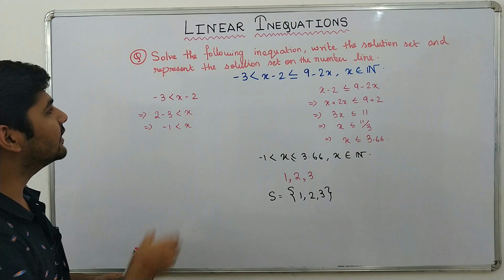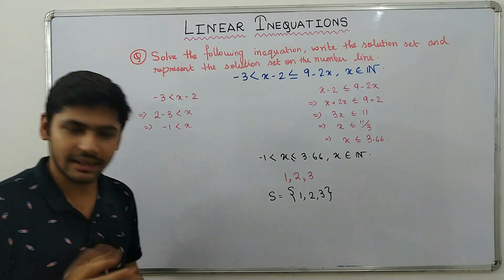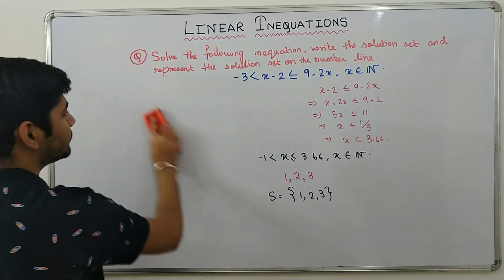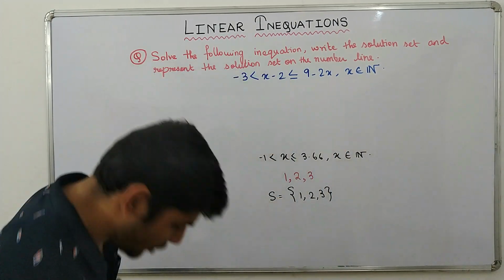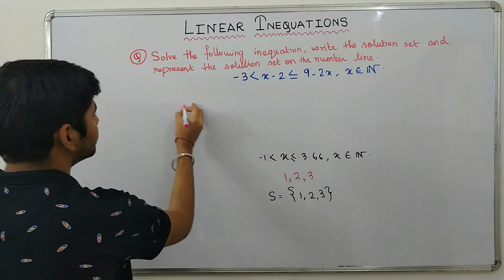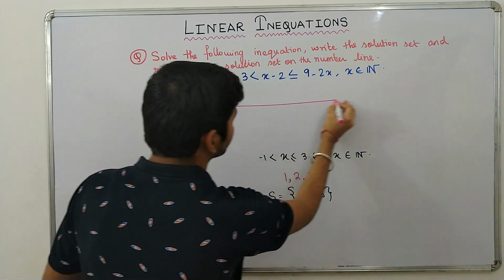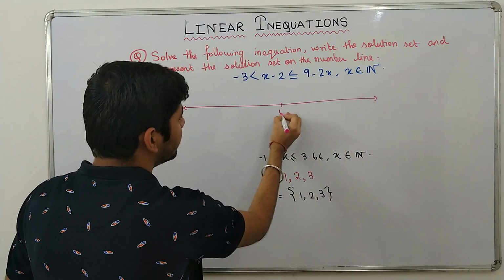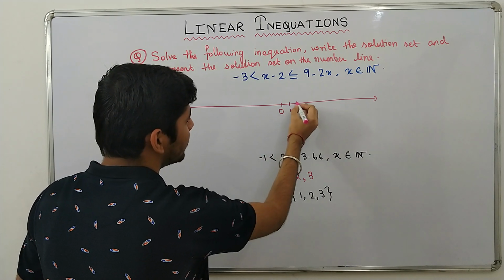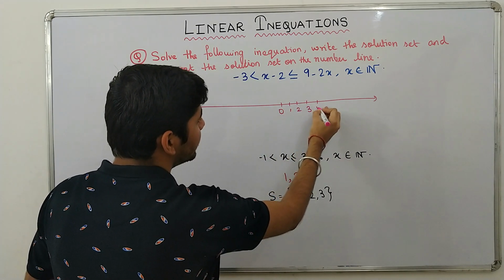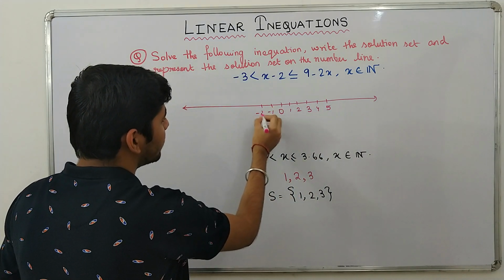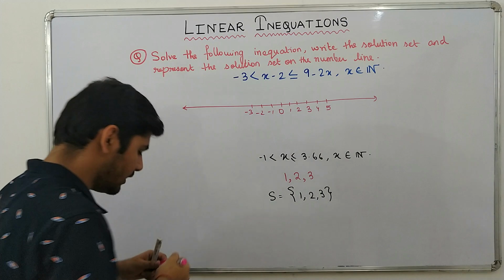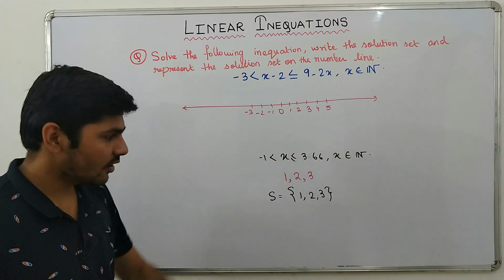Now we have to find the representation on the number line. Let's do that. Let me draw the number line first. 0 in the between, positive on the RHS. So 1, 2, 3, 4, 5, negative over here. So -1, -2, -3.